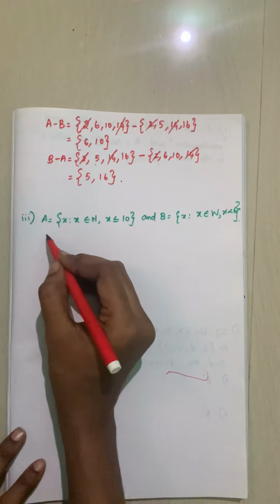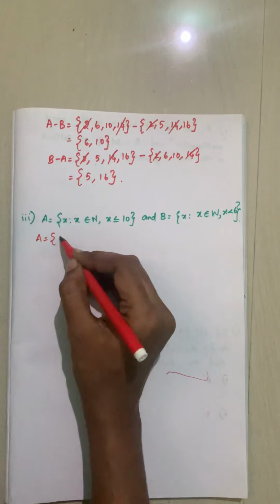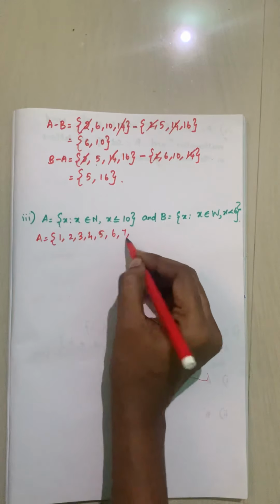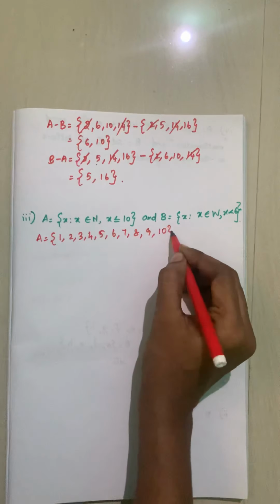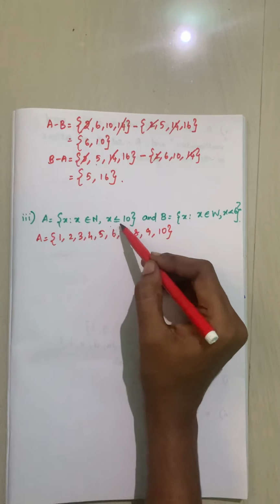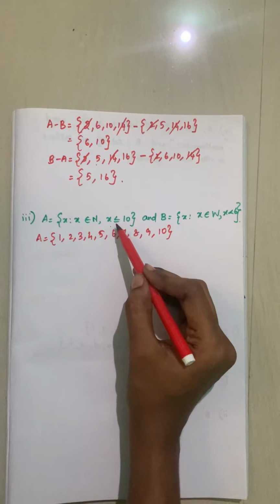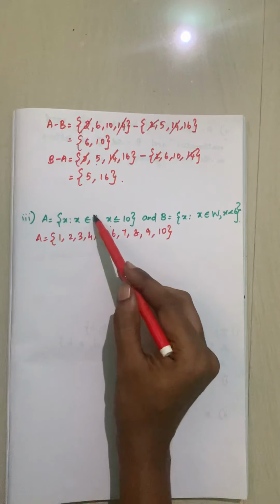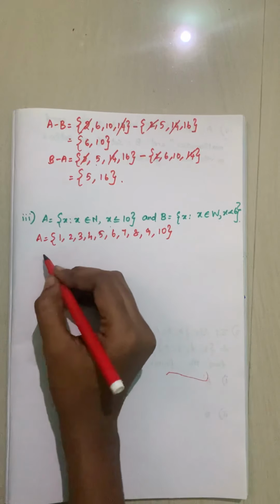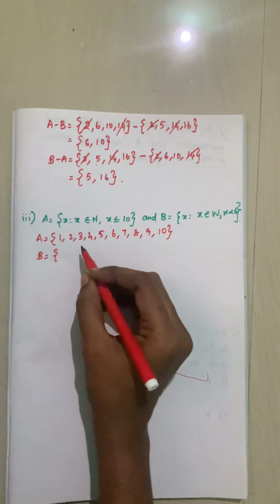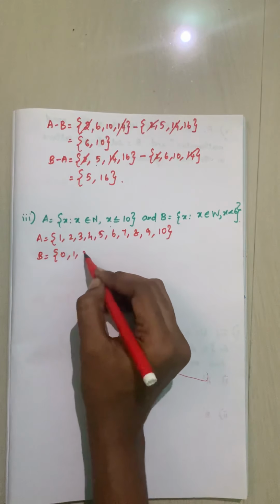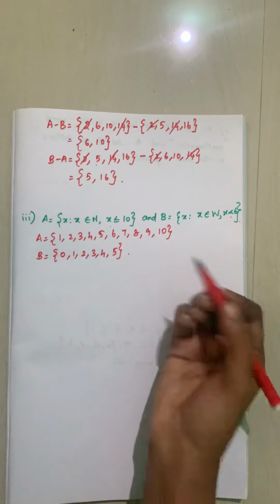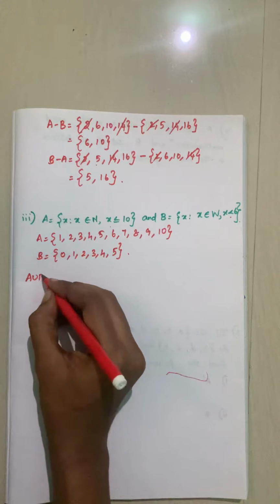Less than or equal to 10 means you have to write till 10: 1, 2, 3, 4, 5, 6, 7, 8, 9 and 10. Why should you include 10? Because this set is called less than or equal to. Equal to means you have to include 10 and this is natural number, so starts with 1. Next is B. It starts with whole number: 0, 1, 2, 3, 4 and 5 because less than 6. So stop with this. Now A union B.